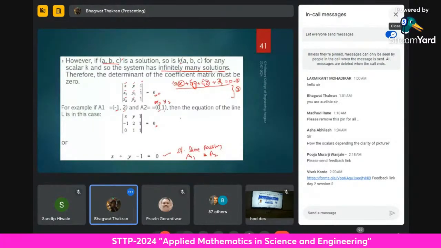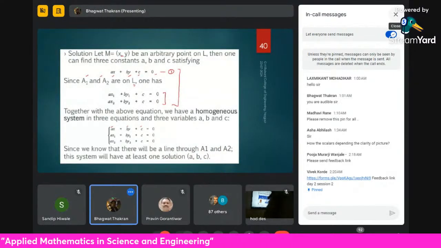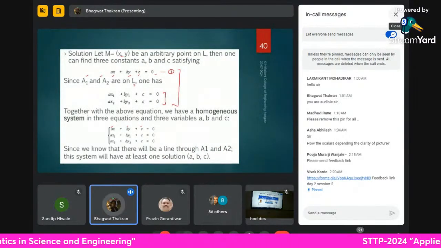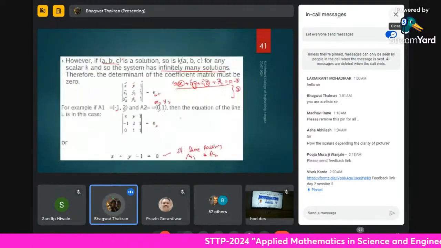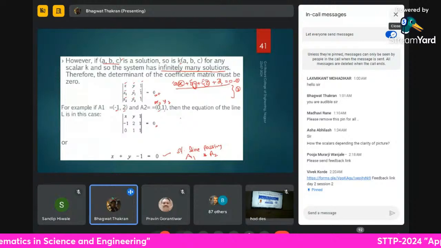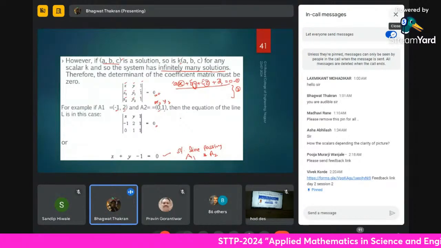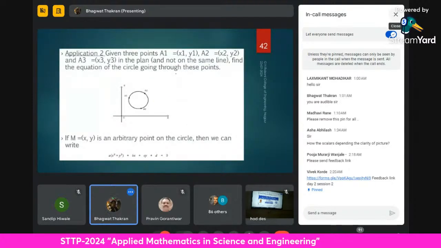Okay, passing this point and passing that point. So this is one of the best examples of geometrical interpretation for determinants and matrices. And let us consider one more example, of a circle.